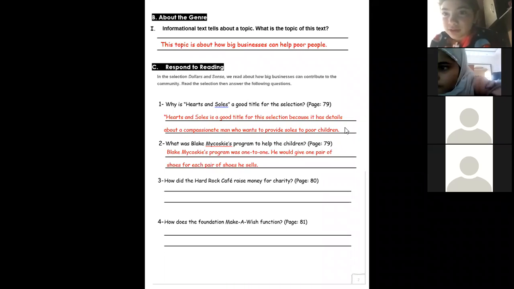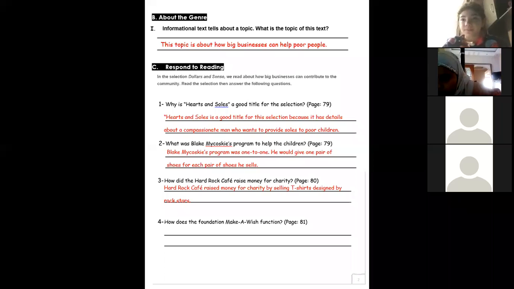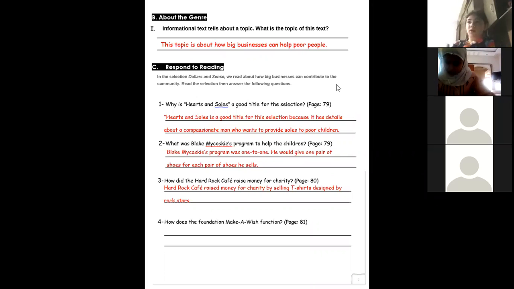Miss, when I say we have to correct the worksheet, then you have to keep the answers beside you to answer my question and to check if they are correct or not. Okay. So, Hard Rock Cafe raised money for charity by selling t-shirts designed by rock stars. They sold these t-shirts to take the money and give it to a charity. The last one, let's take Ali Hamoud.